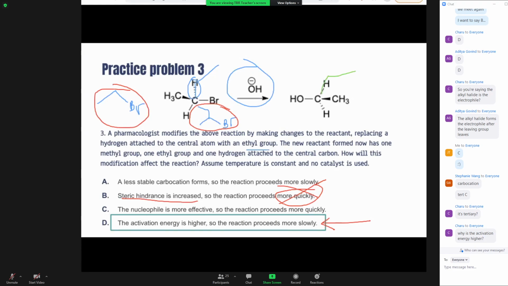So just to reiterate, the biggest barrier to an SN2 reaction occurring is steric hindrance. And that's why primary alkyl halides are so much more preferred than secondary alkyl halides. But they can still occur with the secondary alkyl halide. It'll just be slower.